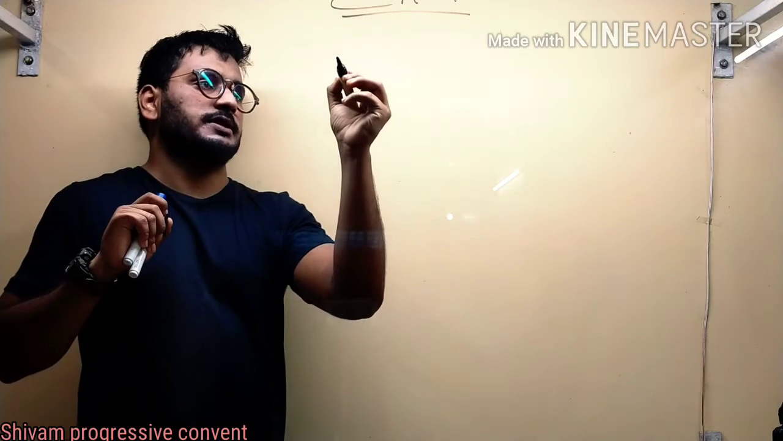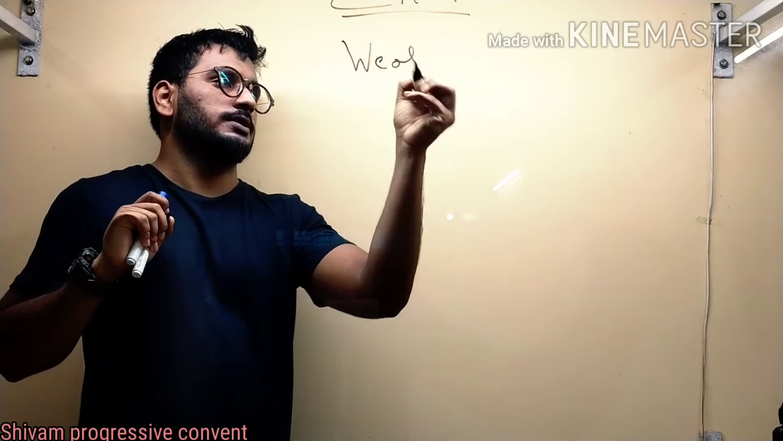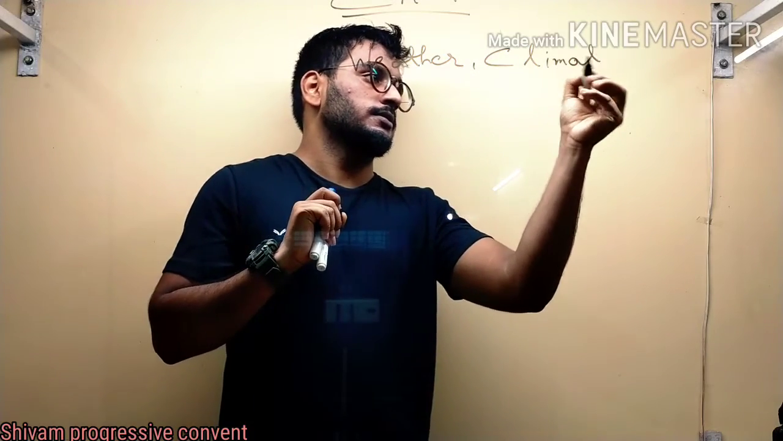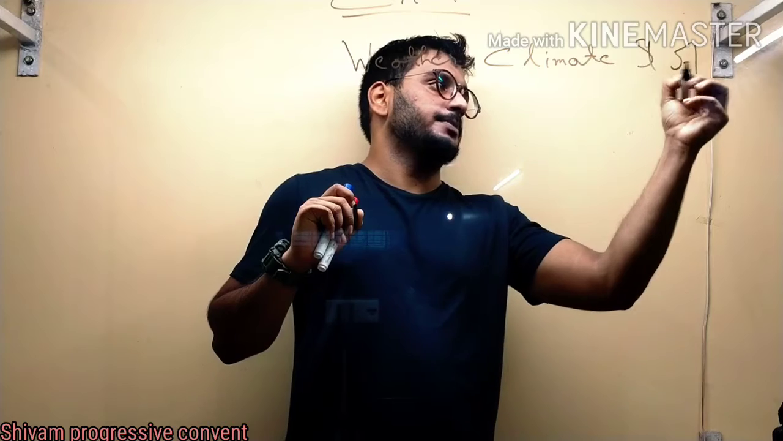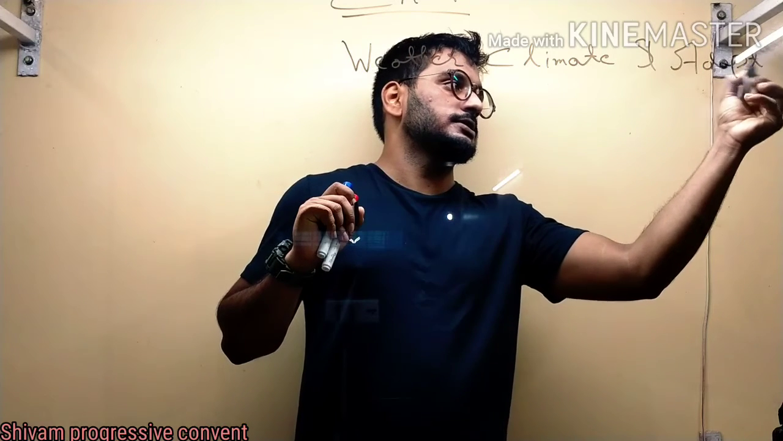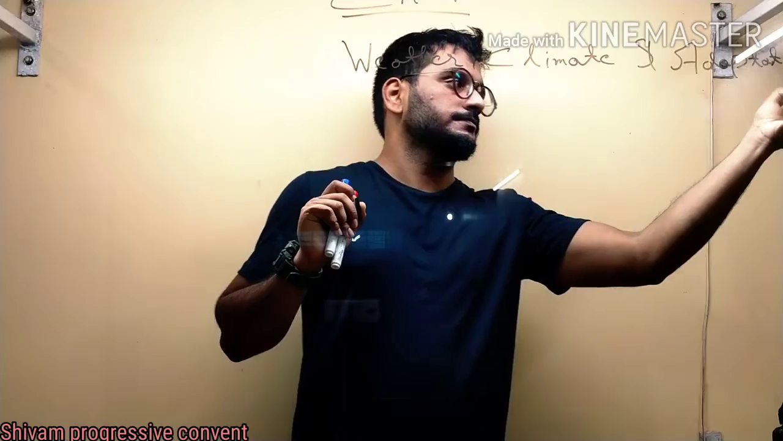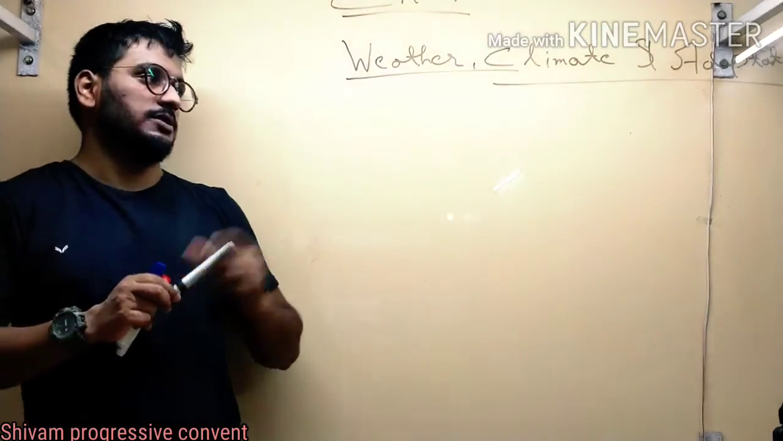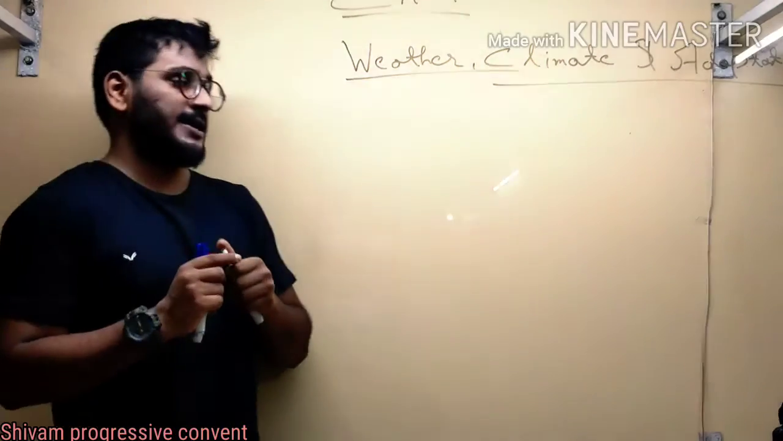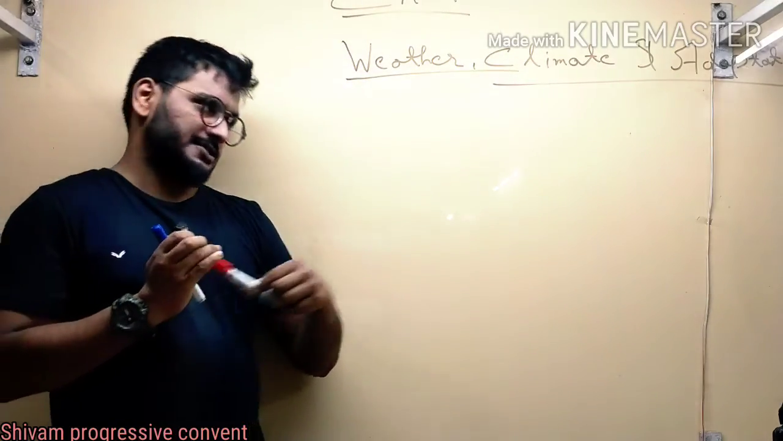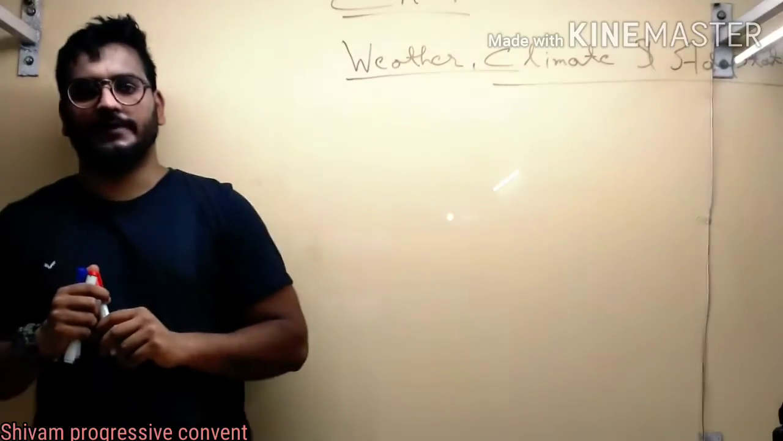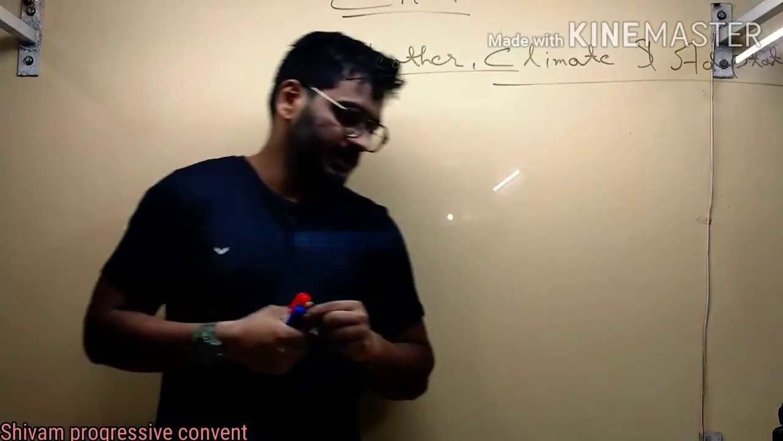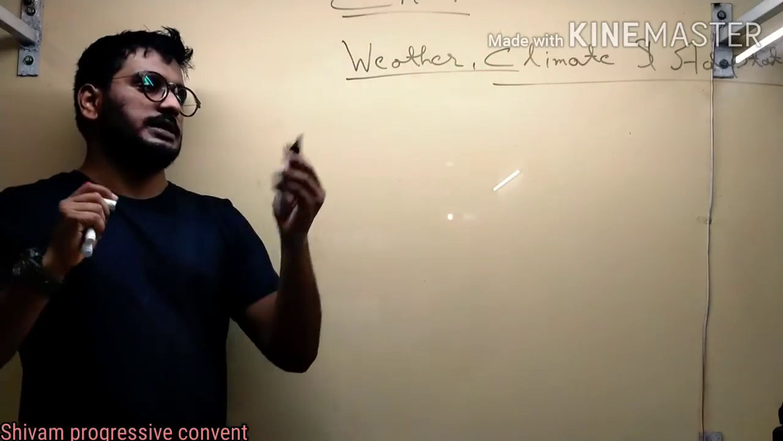So chapter 7 is weather, climate and adaptation. This is the name of the chapter. When I talk about adaptation, we talk about the adaptation of animals only, not anyone else's. So moving forward to the first topic of the chapter, which is weather.